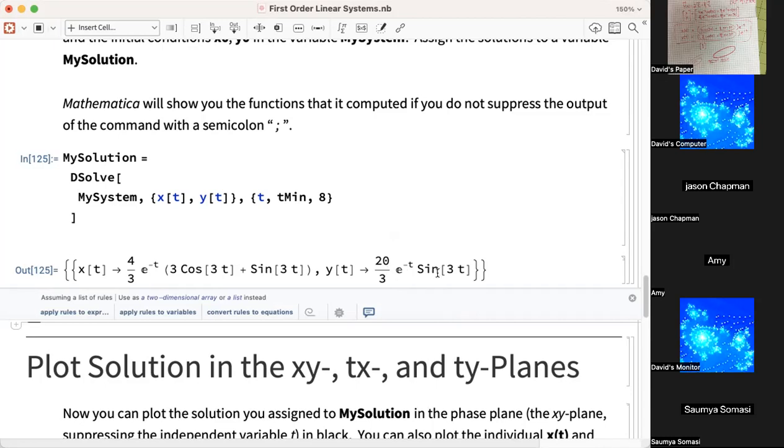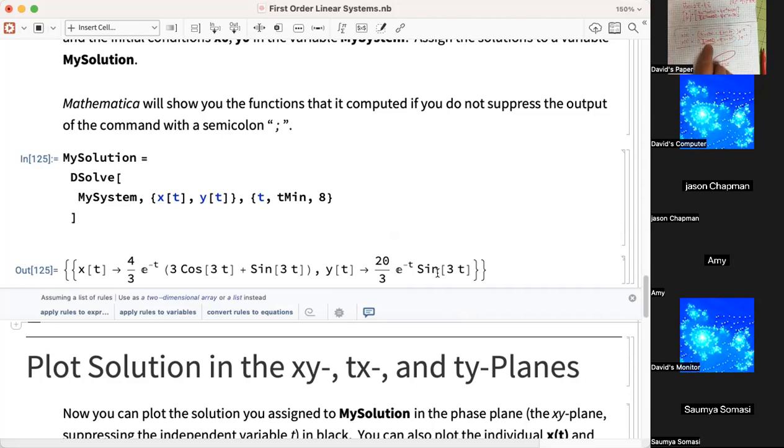The 20/3 sine 3t, that matches what's on my paper. But I'm nervous about the 8/3 cos. That is not present. So did I make an error in my calculations there? There's 2 coses. Oh, this was 2 coses minus 3 coses. This term should not be present. Okay, there's the value of checking your work.